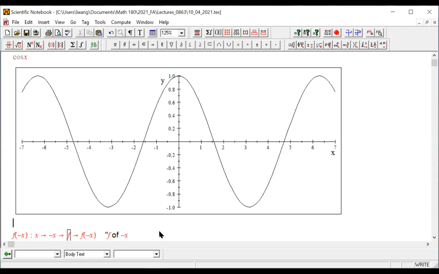In fact, your last quiz, quiz number 12, I already used this concept. But you can do it. You absolutely can do it.